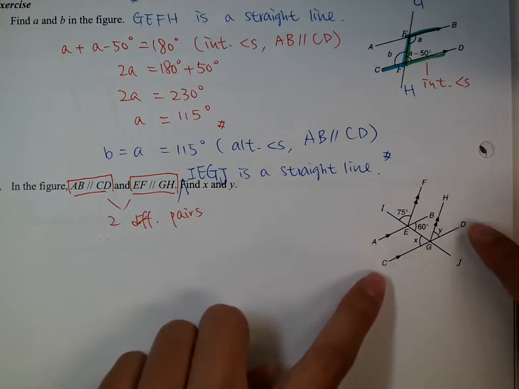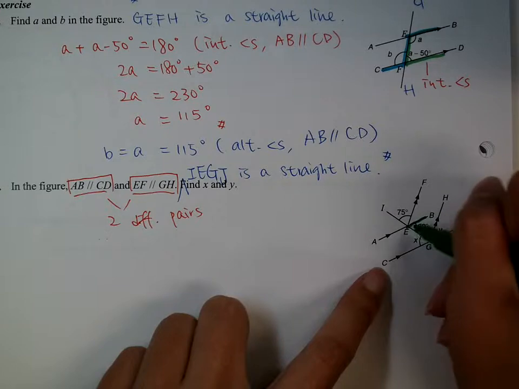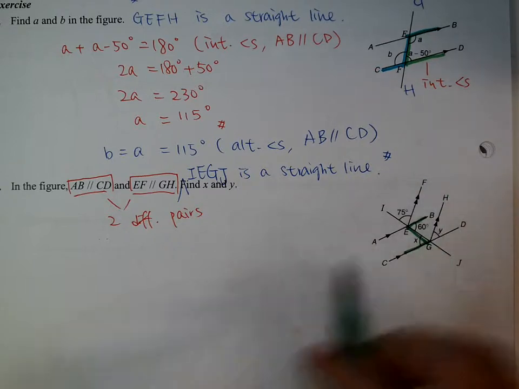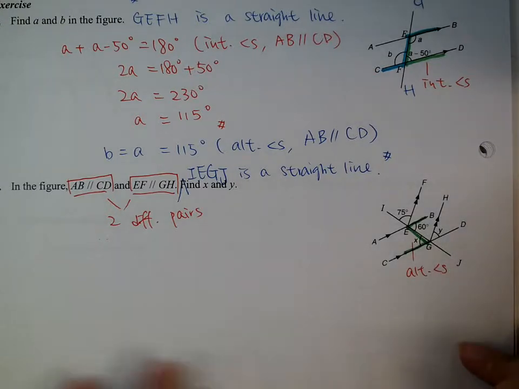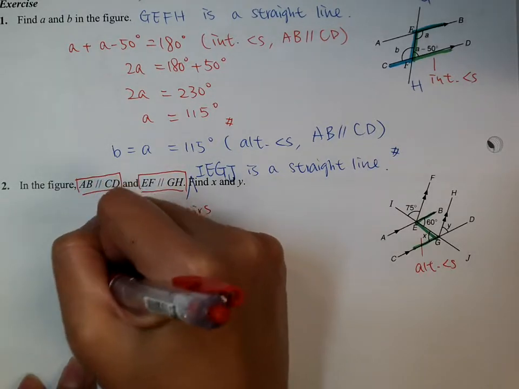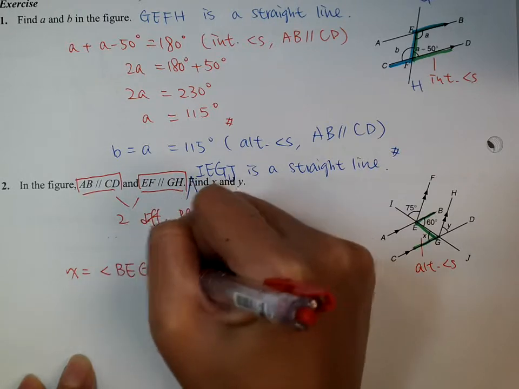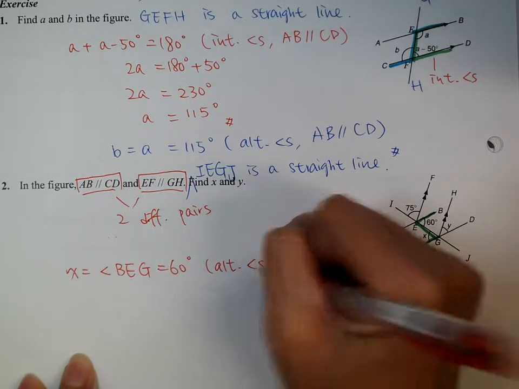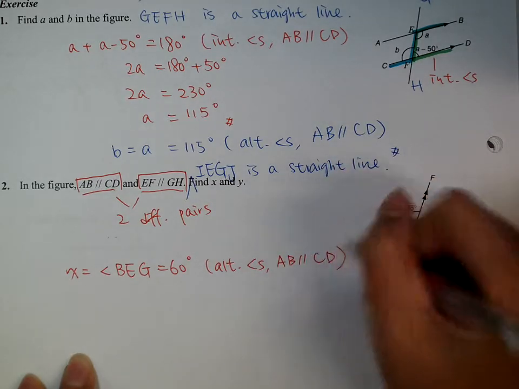Look at AB and CD. The x degree, the x unknown, and the 60. You can draw the letter Z. They are the alternate angles. So alternate angles under parallel lines will be equal. So x equals angle BEG, equal to 60 degrees. The reason is that they are alternate angles, and the parallel lines you're using are AB parallel to CD. So you find x first.